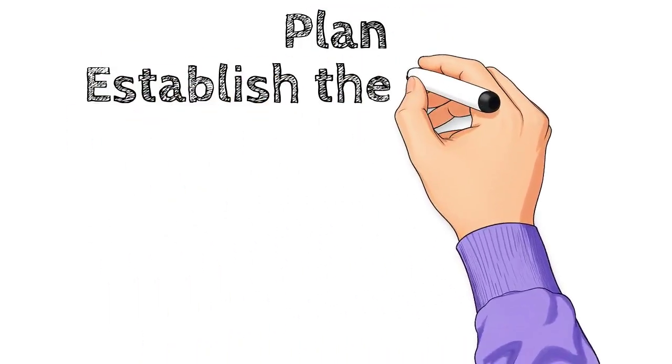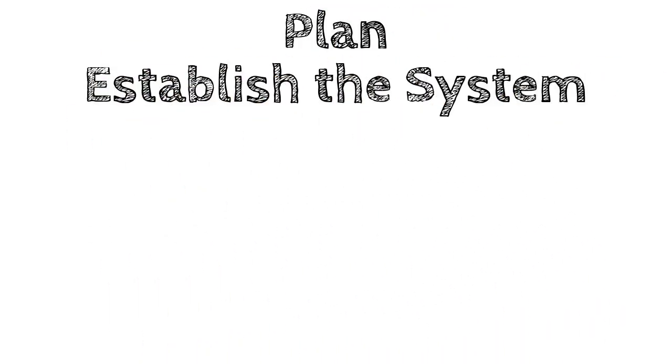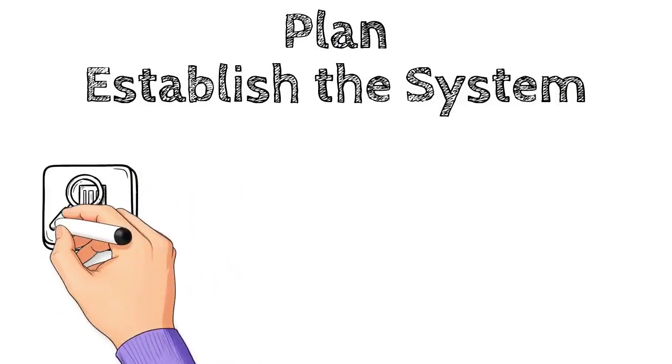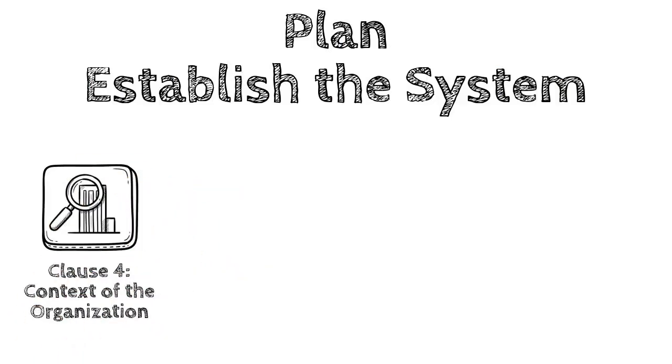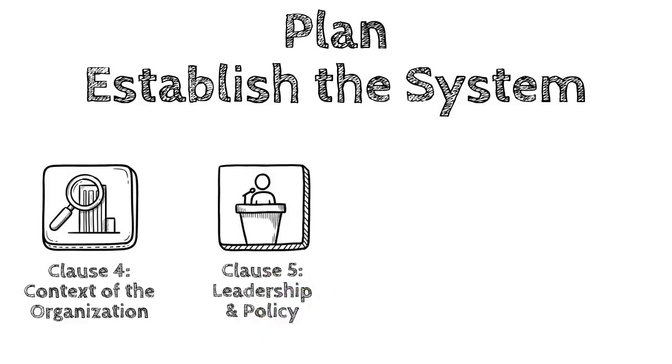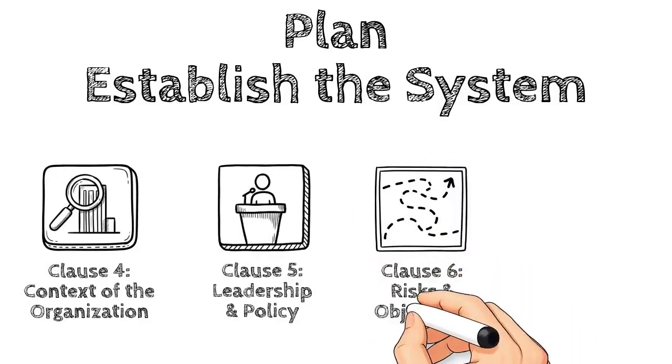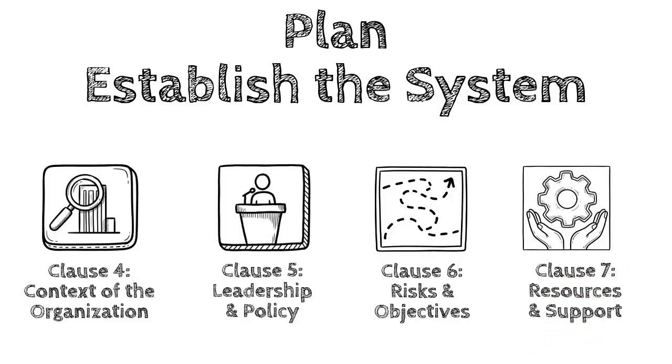First up is the plan phase, and this is all about building a solid foundation. It kicks off with Clause 4, where you figure out your organization's unique context. What are the internal and external factors that matter for you and your AI? Then, Clause 5 makes sure leadership is on board and sets a clear AI policy, which, let's be honest, is absolutely vital. Clause 6 is where you get strategic, planning for risks and setting clear goals. And finally, Clause 7 is about making sure you have the support, the right people, resources, and communication to make it all happen.